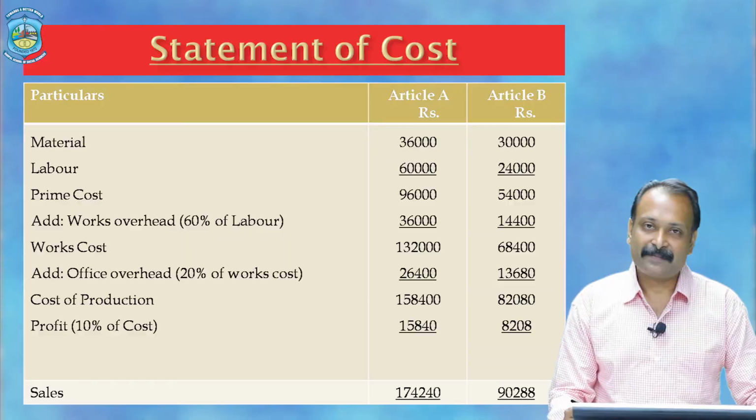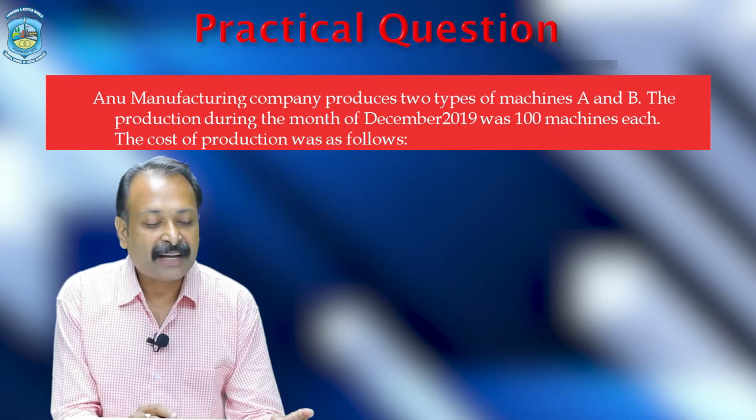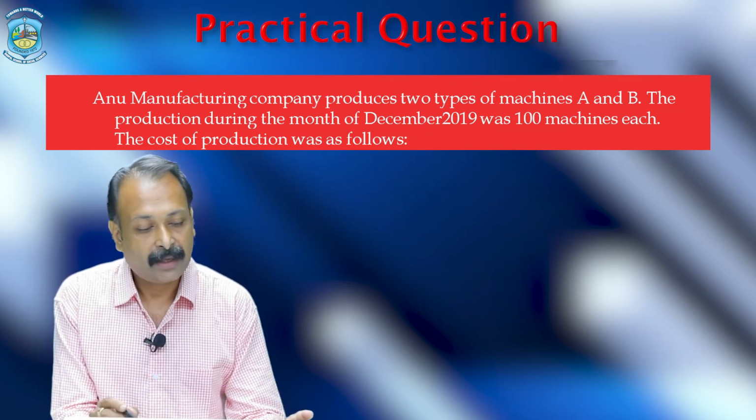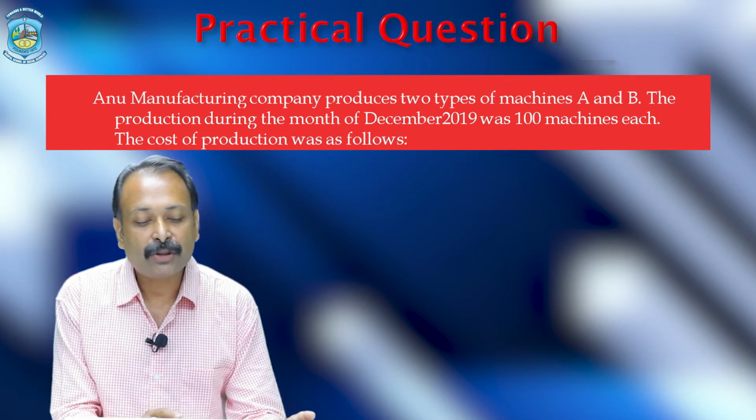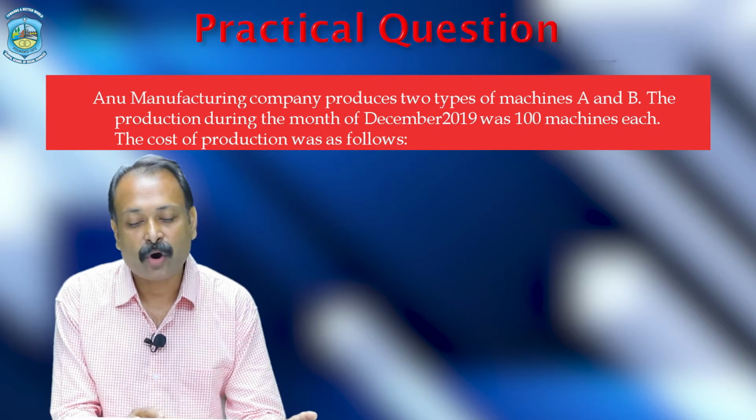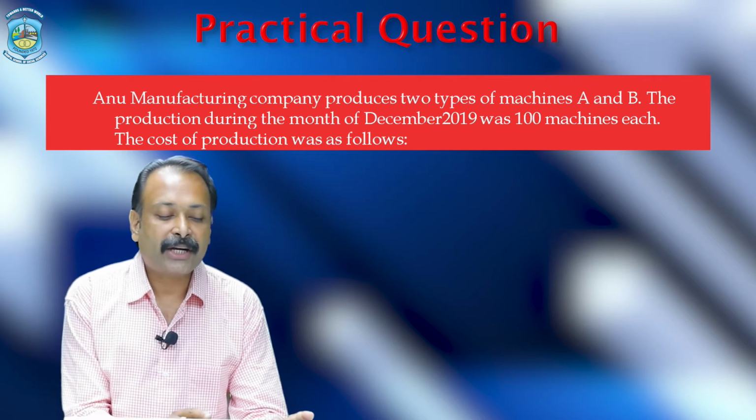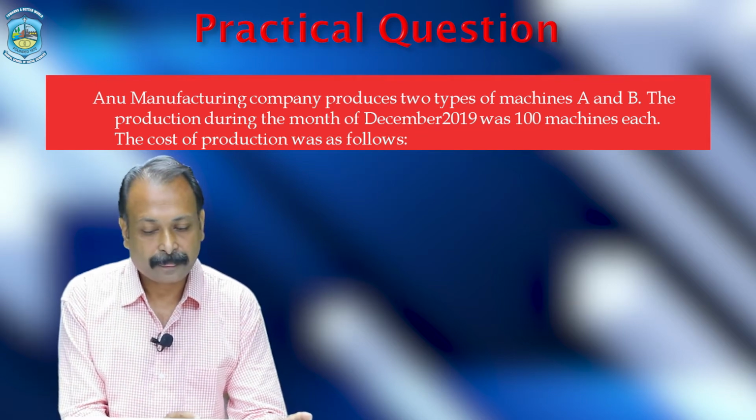Our next question is, Anu Manufacturing Company produces two types of machine, A and B. The production during the month of December 2019 was 100 machines each. The cost of production was as follows.